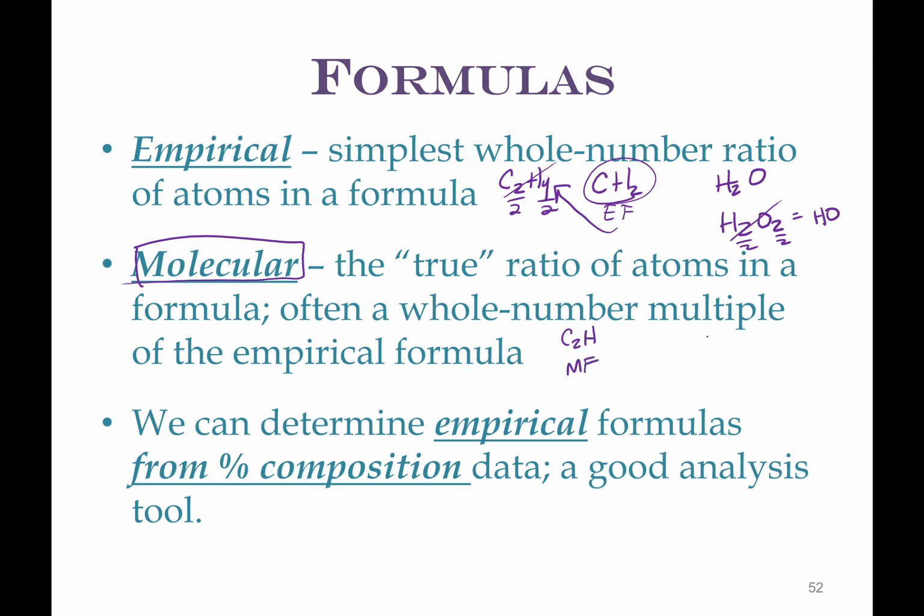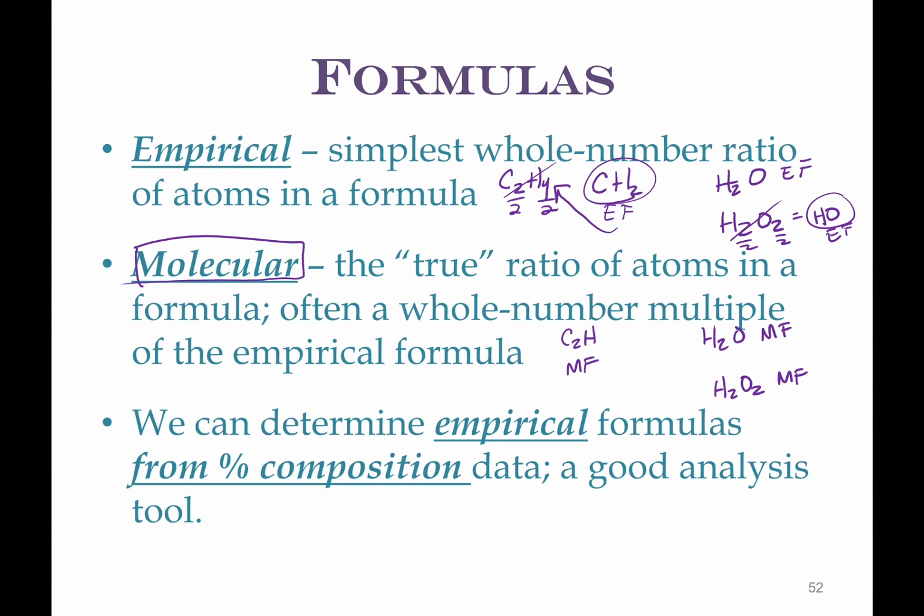So for water, H2O, this is the empirical formula and the molecular formula. They're the same. But for peroxide, H2O2 would be the molecular formula. This is the empirical formula. So they are different sometimes, and sometimes they're the same. But empirical formulas from percent composition, it's a good analysis tool for us and allows us to think and look about things about the compound.